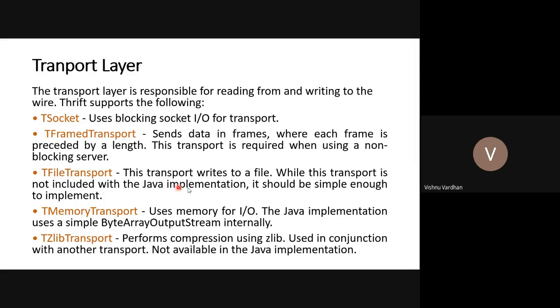T file transport, this transport writes to a file. This transport is not included with the Java implementation. So basically, whatever the transport layer in computer networks is aligned with, the same kind of concept applies to the transport layer under the Thrift engine, which is also doing a similar kind of thing. This transport is required when using a non-blocking server.